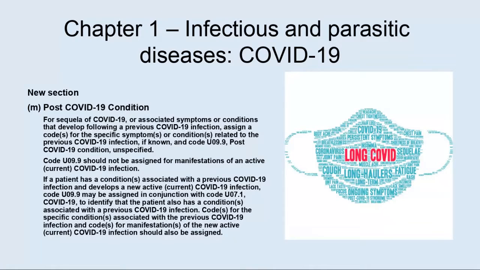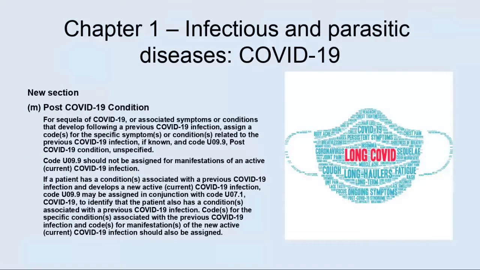Okay, here's another new section. Lots and lots of stuff on COVID. Post-COVID-19 condition. You've been seeing this, I'm sure, in the news, and if you're in a facility, probably seen it in the facility too. The guidelines state that you list first codes for symptoms or conditions related to the previous COVID-19 infection, and then U09.9, okay, for post-COVID condition.